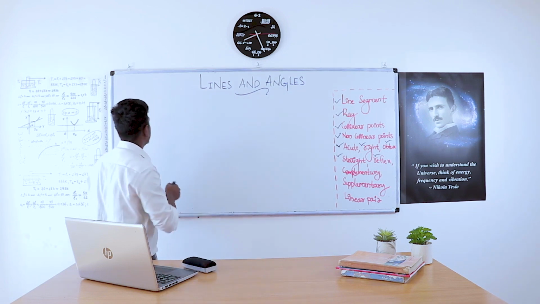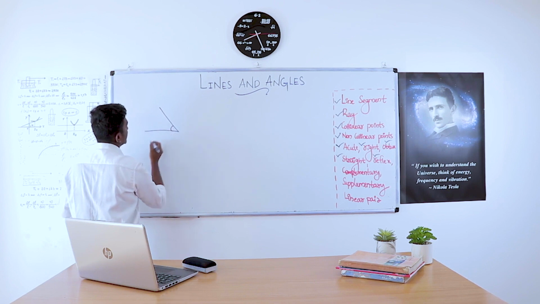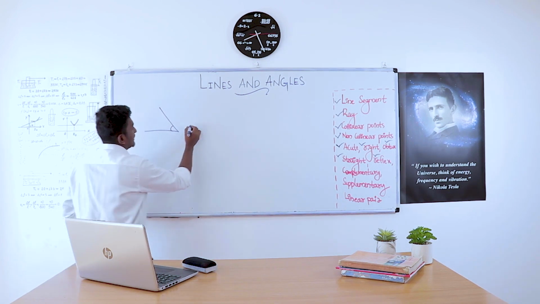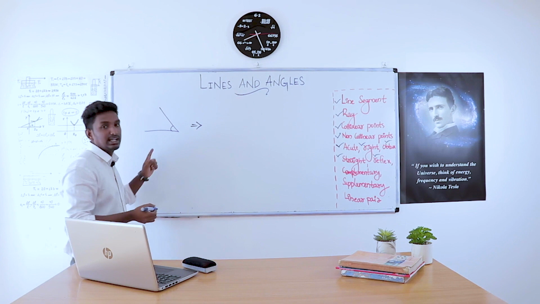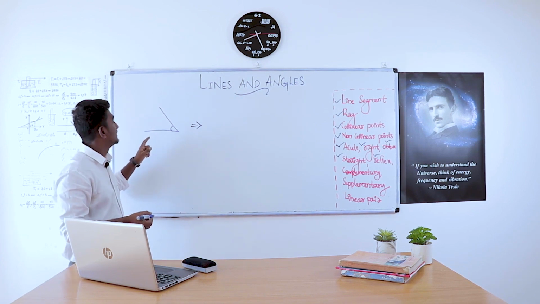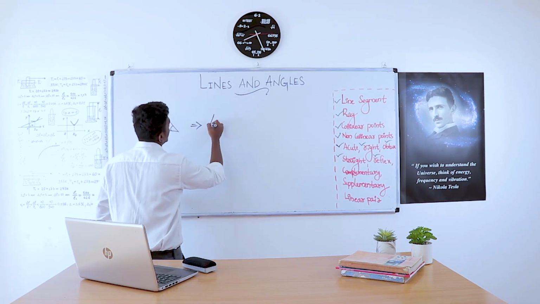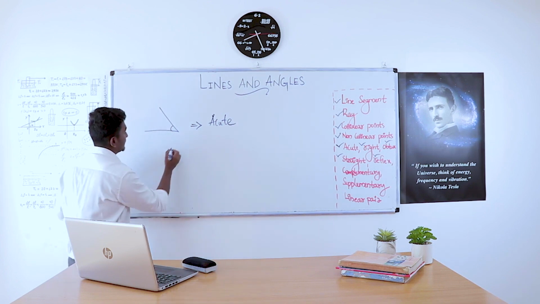Now when we consider an angle like this, you know that this is less than 90 degrees. This angle is less than 90. Therefore, this is the acute angle.